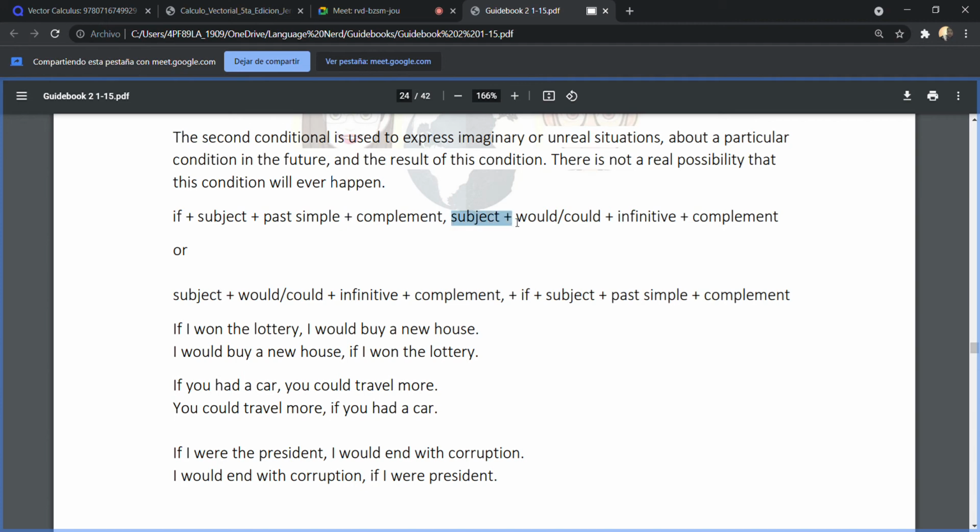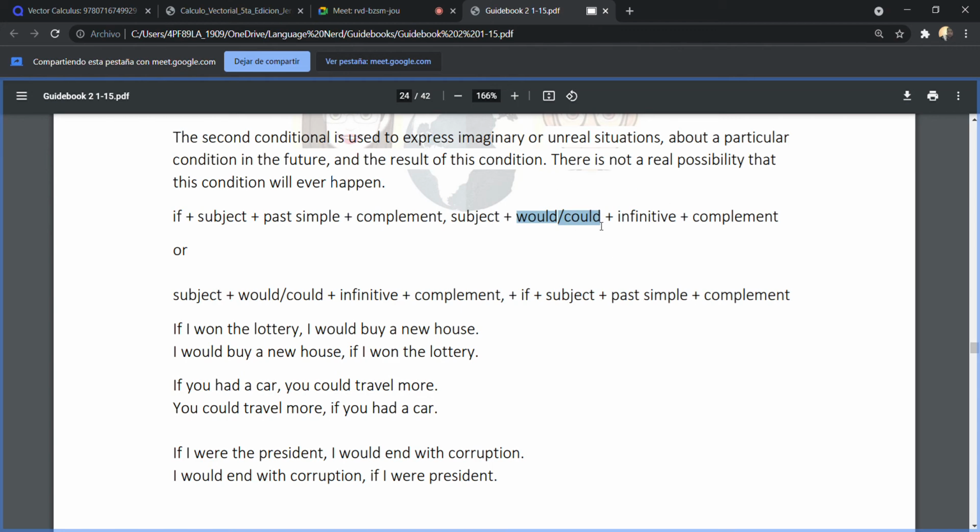Then you have to complete it with the subject. Again, a subject. I, you, he, my mother, my father, whatever subject you want. Then you need to use would o could. Cualquiera de estos dos. No pueden utilizar algo más, solo would o could. Cualquiera de los dos está bien.